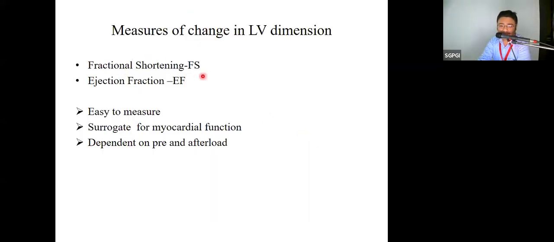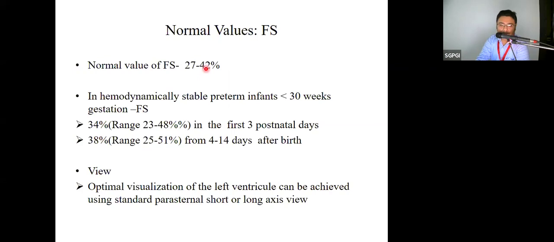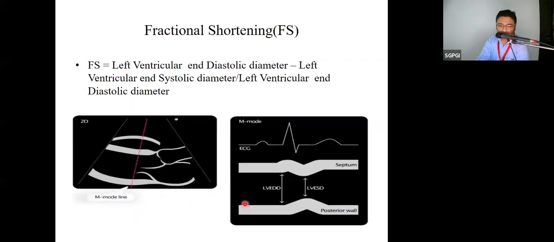So again, there is FS and EF. So usually in neonates, we prefer the fractional shortening. So normal is around 27 to 42. So these are the normal parameters, and we usually see in the parasternal short or the long axis view. So this is about the fractional shortening. How do we calculate?